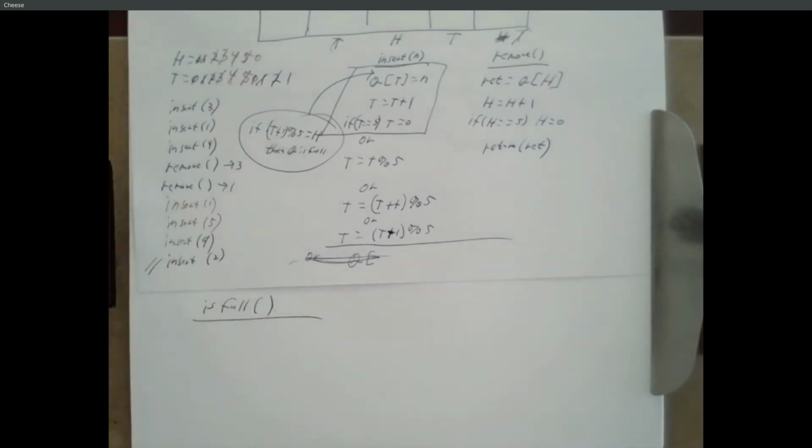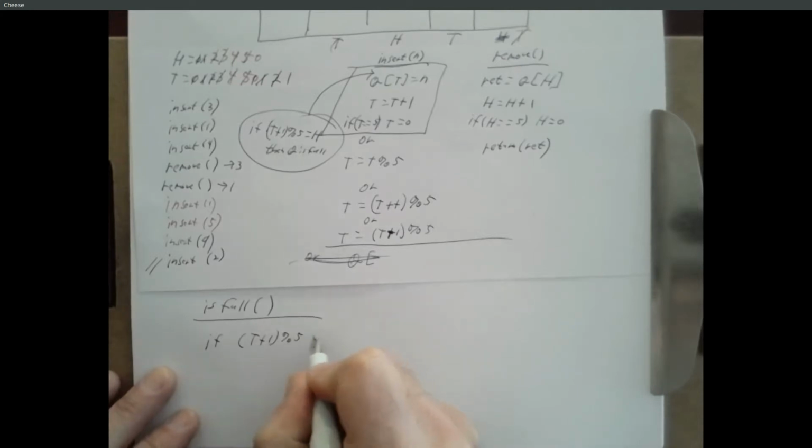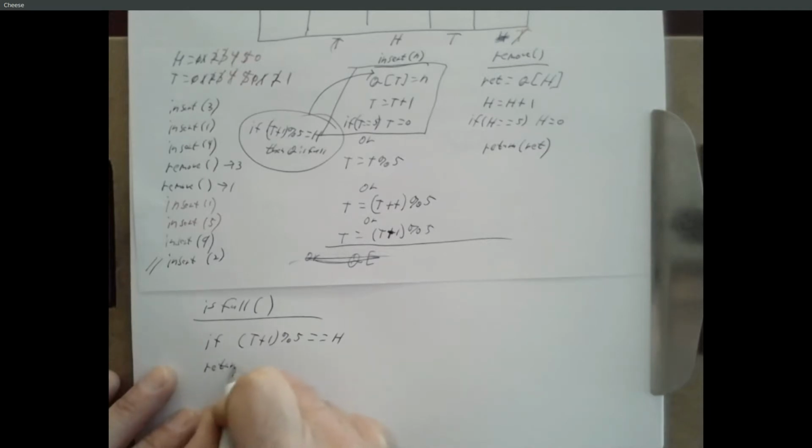And how do we know if the queue is full? Well, that's the check we did up here. So we can say if tail plus 1 modulo 5 equals head, return true. Otherwise, return false.